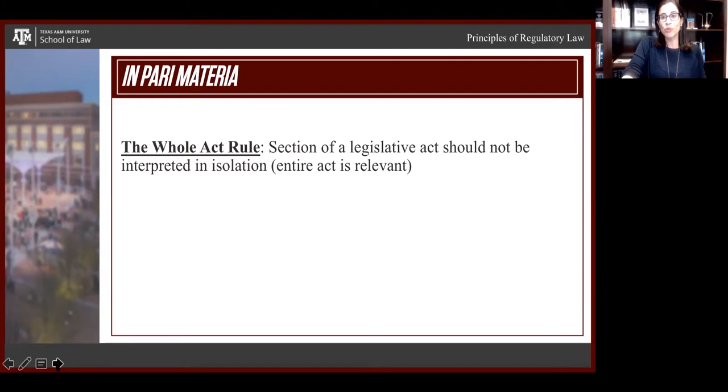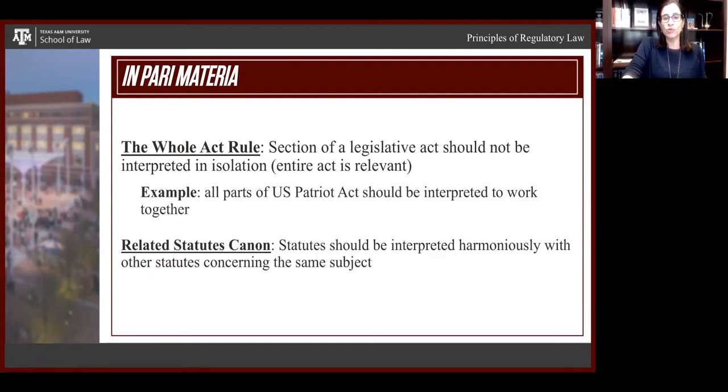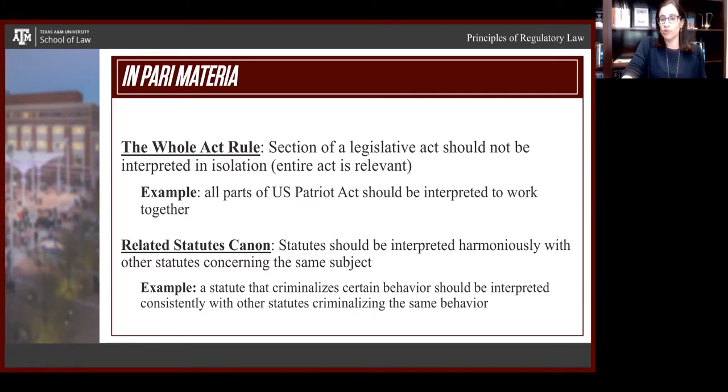And there are actually two aspects of this. One is the whole act rule, and the other is the related canon rule. So I'm going to go over both of these. The whole act rule says that a section of a legislative act should not be interpreted in isolation. You would want to look at the act as a whole. So an example of this would be interpreting all parts of the US Patriot Act together instead of looking at one part in isolation.